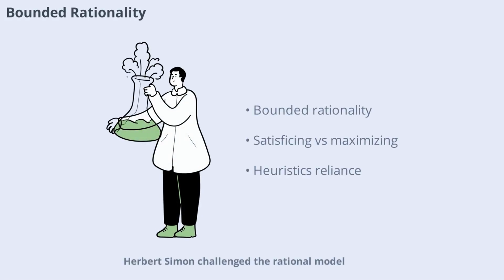Herbert Simon challenged the rational model, arguing that humans cannot optimize as expected utility theory prescribes. Our rationality is bounded by limited cognitive capacity, limited information, and limited time. Instead of maximizing, we often satisfice, searching until we find a good enough option. Chronic maximizers experience more regret and less satisfaction than satisficers, even with better outcomes. Bounded rationality explains why we rely on heuristics.